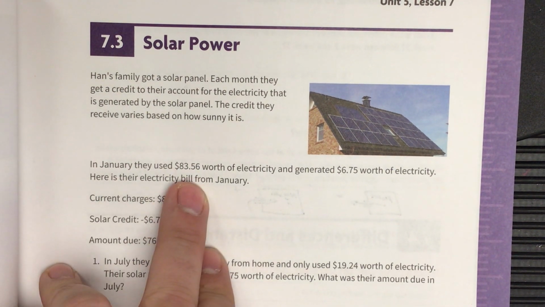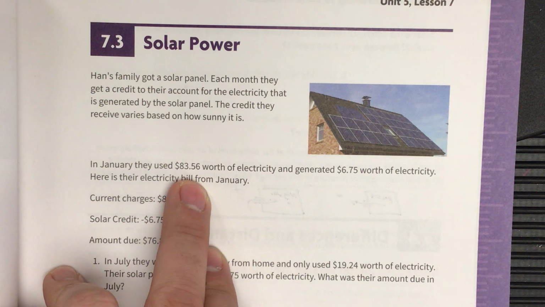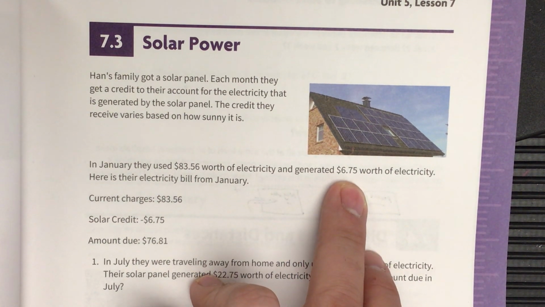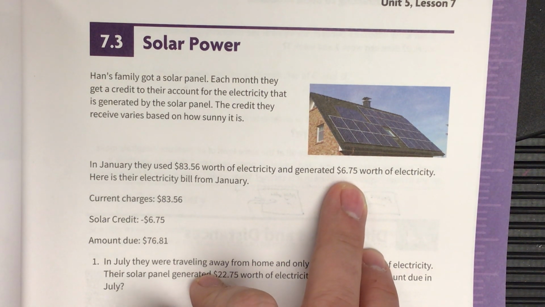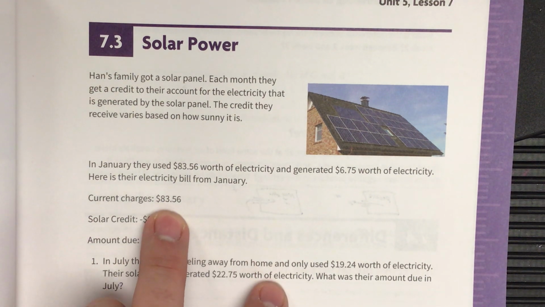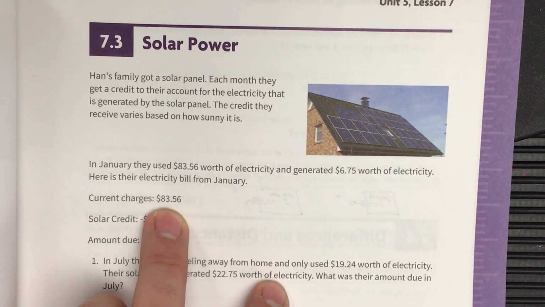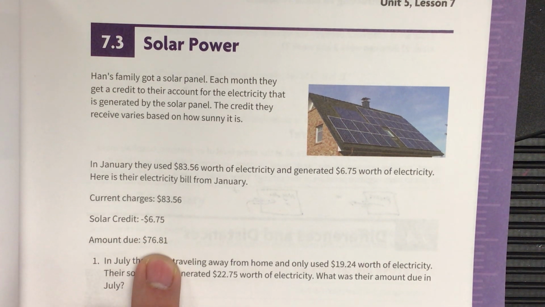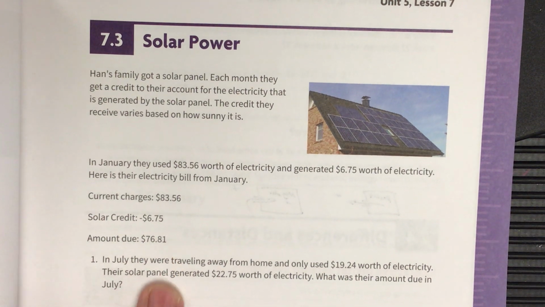In January, they used $83.56 worth of electricity, and they generated a credit. That means they don't have to pay for this, $6.75. So you take the charges and subtract their credit. They only have to pay $76.81 for electricity that month.